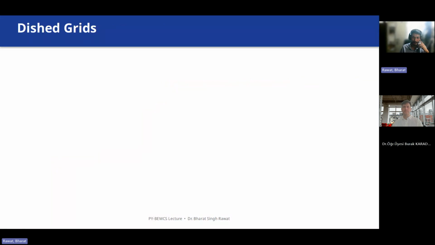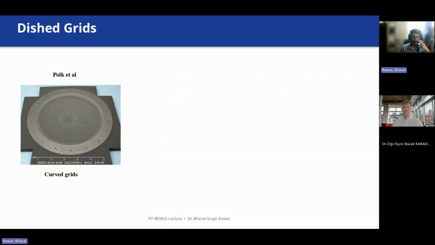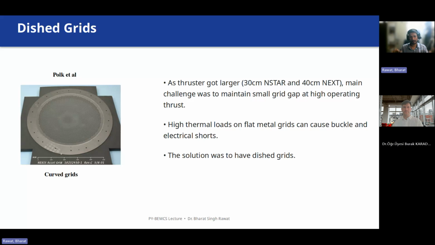The other issue was the thermal deformation. So if you have flat surface grids tied on all the sides, and if you heat them thermally, they will buckle under thermal stress. And to overcome this, what engineers came up with, to have large grids, was to intentionally bend the grids into a dome shape using thermal deformation processes. And under high thermal loads, these grids and the extraction optics bent in the same direction and uniformly, so that there was no issue with the shorting of the grids.